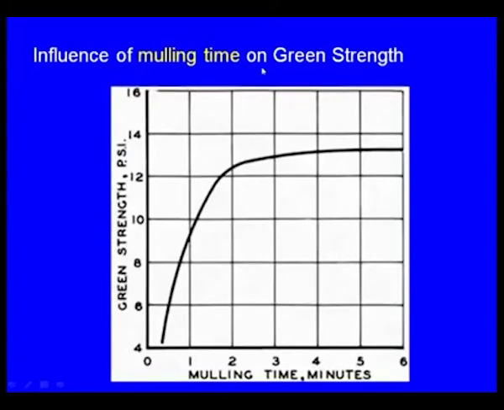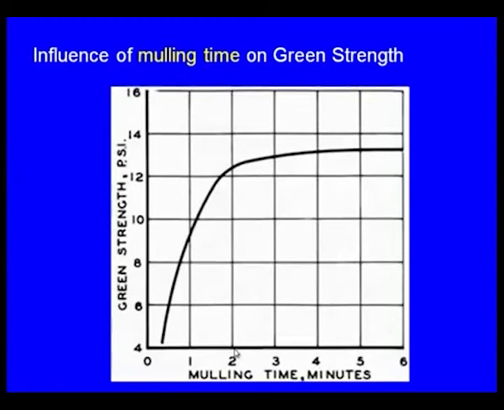Next one, influence of the mulling time on the green strength. What is this mulling? There will be a sand muller. We place all the ingredients, the base sand, the clay or the binder, the additives, the moisture, all in the required proportion, inside the muller and we rotate it. The muller has 2 blades and 2 rollers. As the rollers are rotating and the blades are sweeping the sand, all these ingredients are well mixed. This is known as mulling.